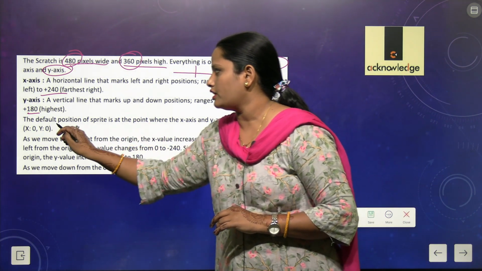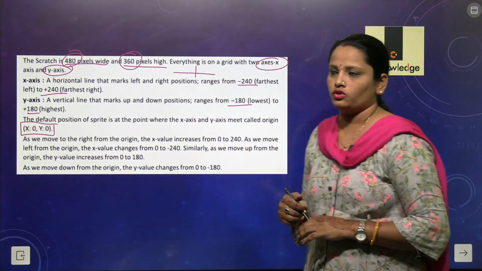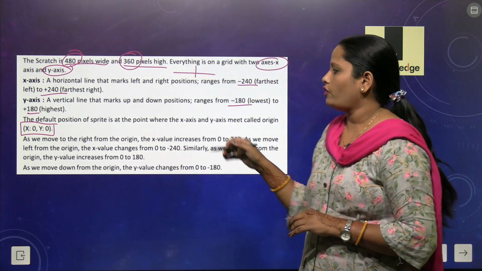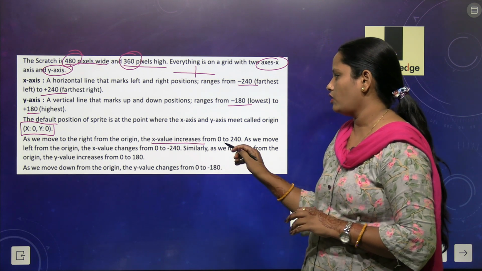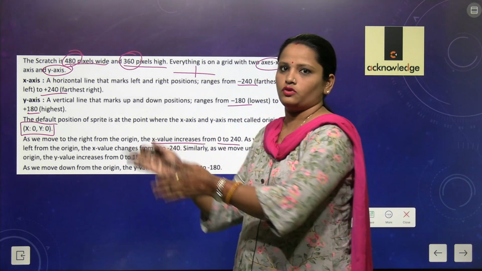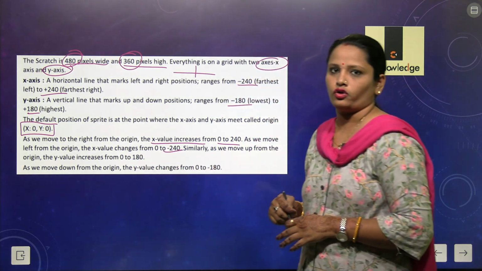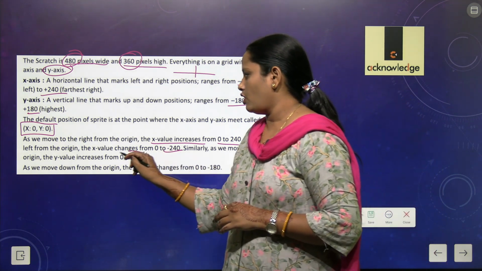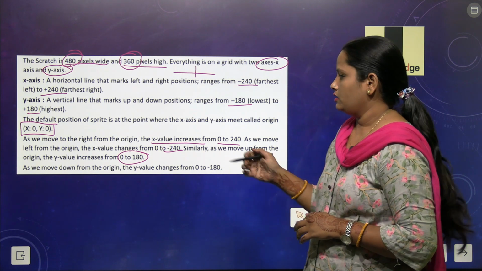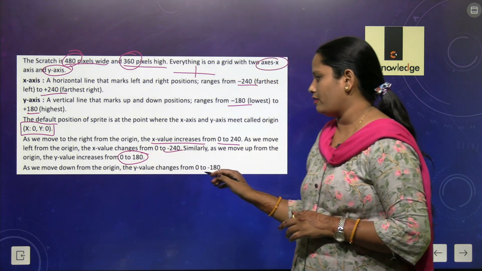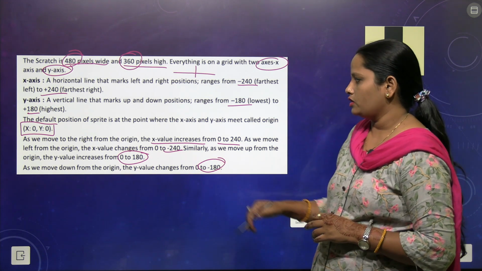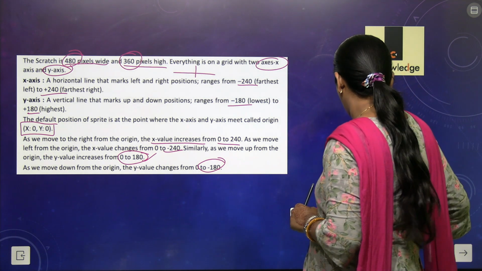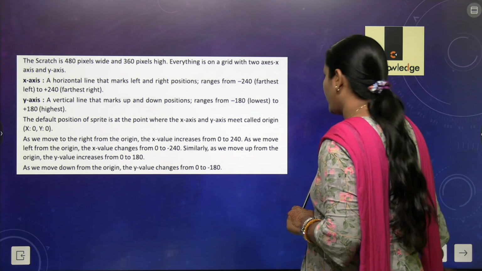The default position of the sprite is in the middle, where x and y are 0. So the sprite is always in the middle. As we move to the right from the origin, the x value increases from 0 to 240. As we go to the left, it goes to minus 240. Similarly, as we go up, y changes from 0 to 180, and as we move down from the origin, the y value changes from 0 to minus 180. So this is the area where a sprite moves.